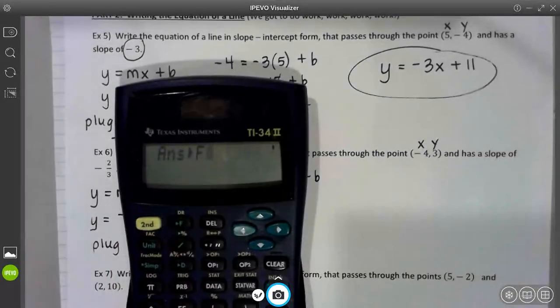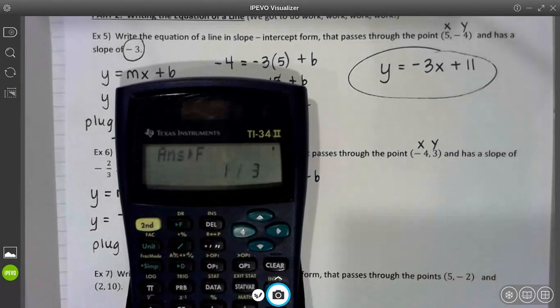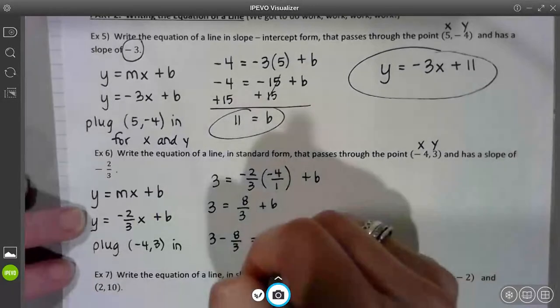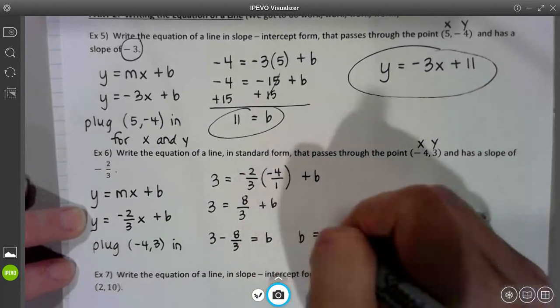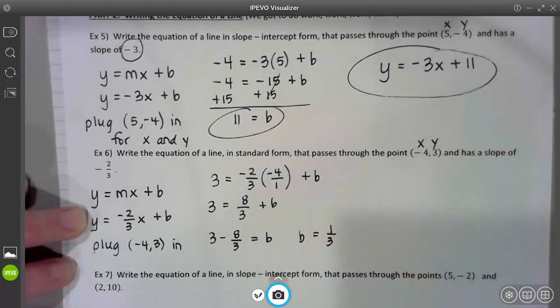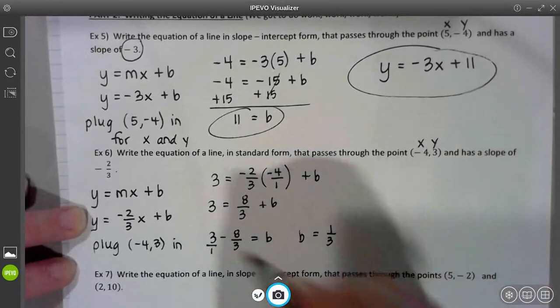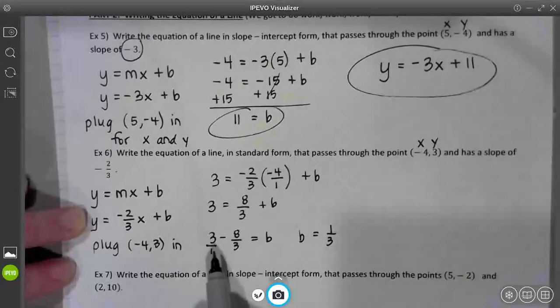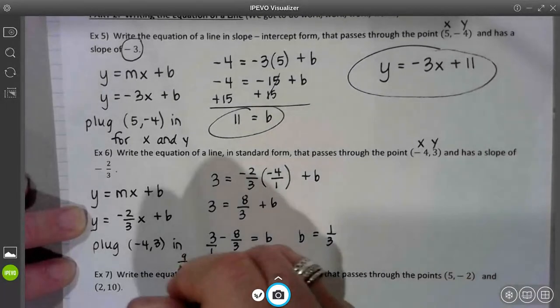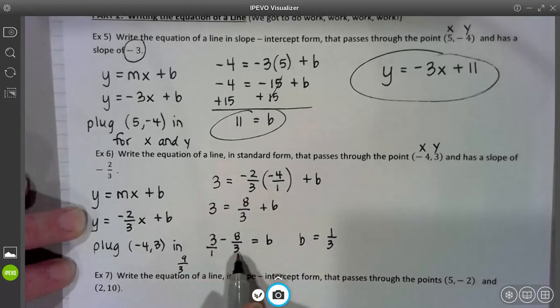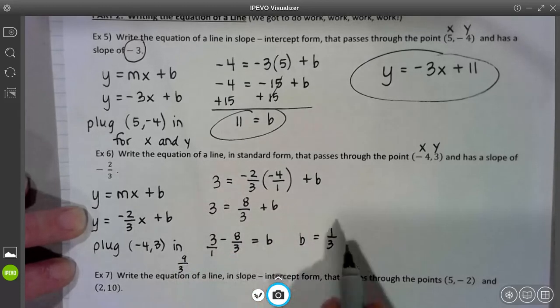Yeah, I do, please. Hit enter, and it's 1/3. Nice, done, it does it for us. Okay, so B is 1/3. Guys, otherwise, I would just put 3 over 1, get a common denominator of 3. That would be 3 times both by 3. That would be 9/3 minus 8/3. 9/3 minus 8/3 is 1/3.